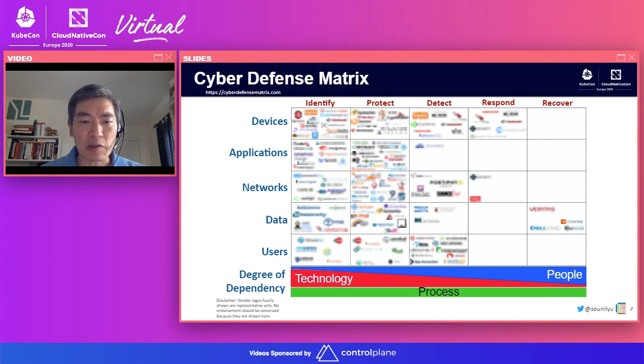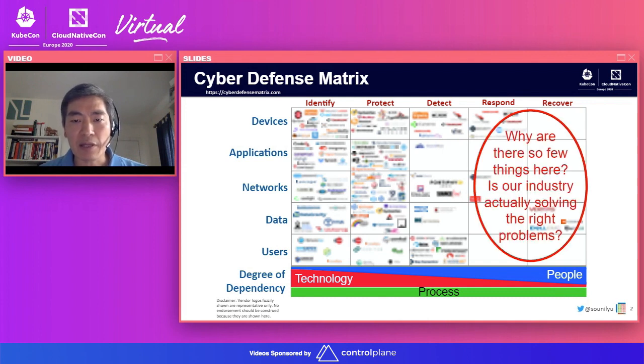As I look at all the different technologies out there and the many empty boxes that I saw in the matrix, I had to wonder, is our industry really solving the right problems here? And so that led me to look back historically on our collective security journey to understand how we got here and where we need to go in the future. So let me briefly walk you through that journey.